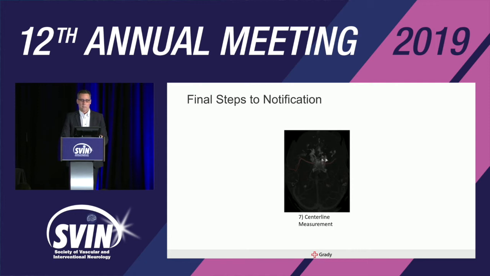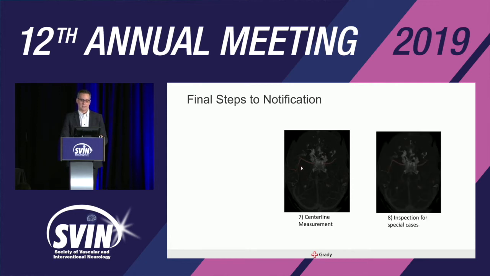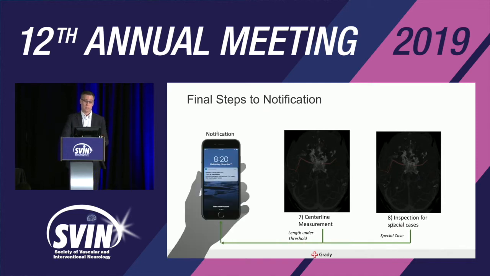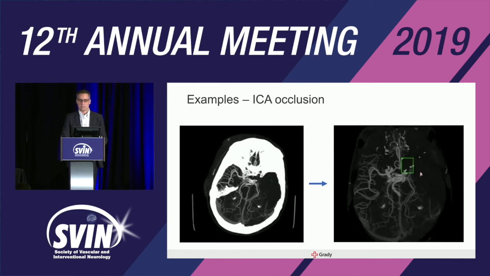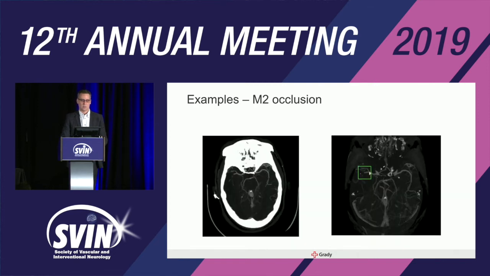And it will measure that central line, as I explained. We will inspect then for all these potential triggers, and will generate an automated notification to the user and the whole team. Here are a few cases. This is an easy one where you can clearly see an ICA, and the system finds the ICA occlusion.